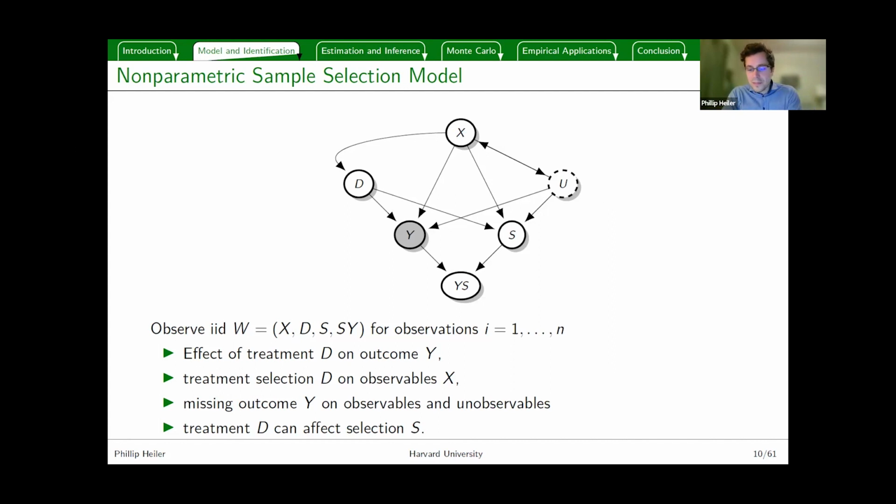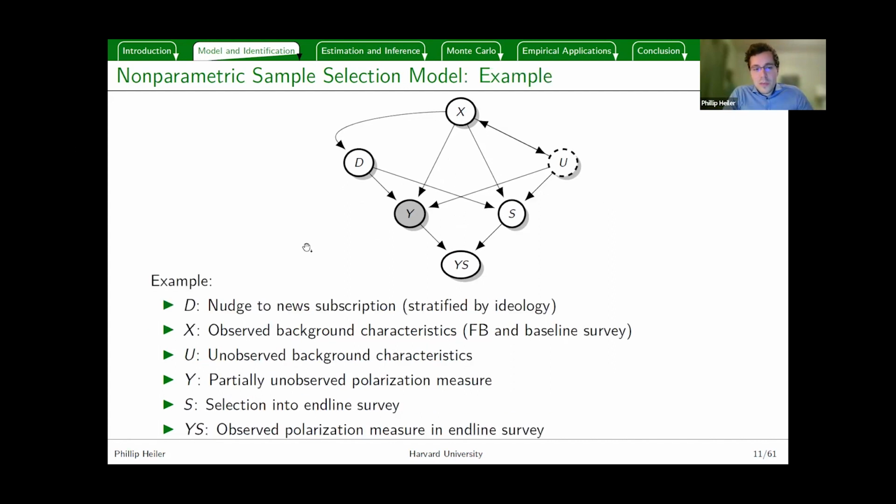In the particular example, what we would have is that the D would be the nudge to news subscription, which might be allocated based on political ideology, which might be here an X. X can be other observed background characteristics obtained from Facebook or the survey. U could be unobserved background characteristics. And Y could be the unobserved polarization measure, so that everybody has a level of polarization, but we only observe them for the units for which S is 1, meaning we are selected into the endline survey. They actually filled it out after 2 months. Now, so we have to work with YS. We cannot work with Y.